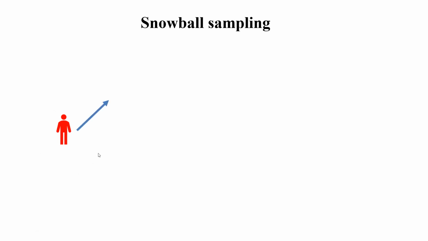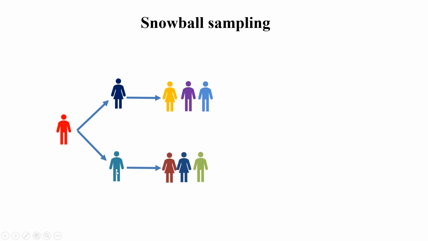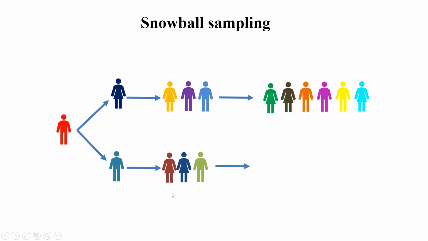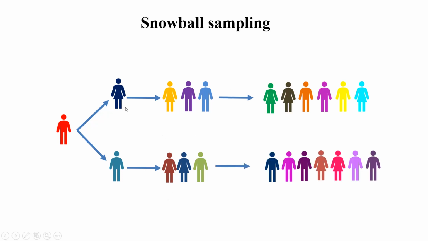One subject gives the researcher the name of another subject, who in turn provides the name of a third, and so on. For example, let's assume that this is the first subject or unit of the population we have identified, and this person is referring this blue color person, and he is also referring this person, and these two are again referring a few persons, and these persons are referring some other persons. That's why it's known as snowball sampling or chain referral sampling. It looks like a chain, and these people are referring the next follow-up subjects.